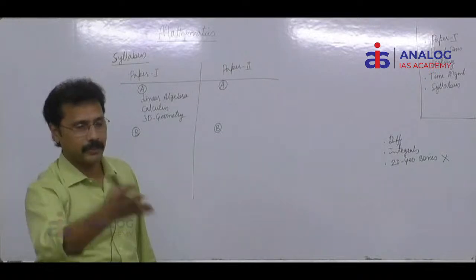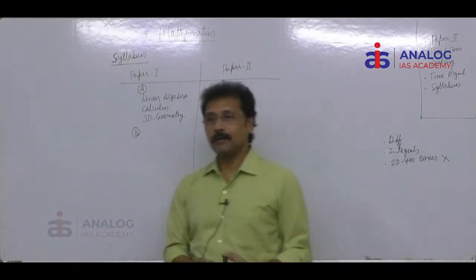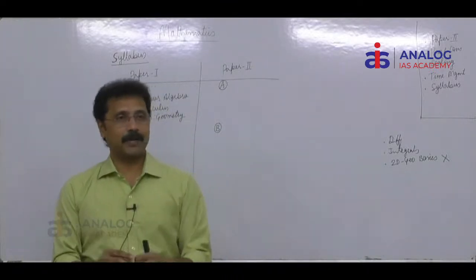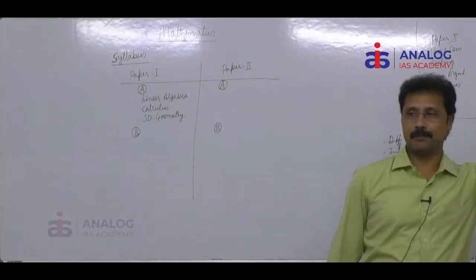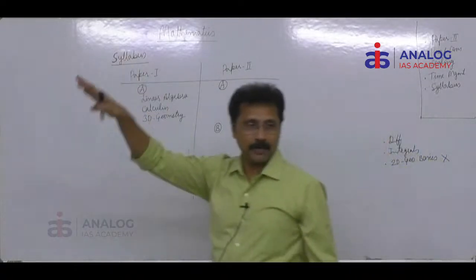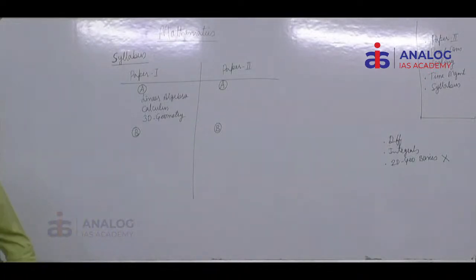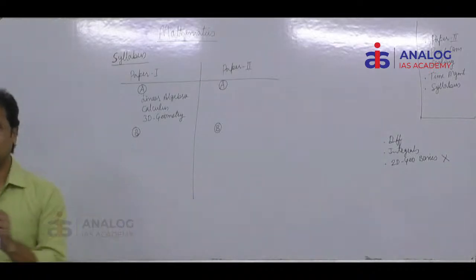The question would be, what is the volume included between the xy plane, yz plane, zx plane, and the plane x by a plus y by b plus z by c equal to 1? Are you getting that? There is a volume included here. This is the xy plane, yz plane, zx plane, 3 planes intersecting, and another plane. So there is a volume included inside. So what is the volume of that?